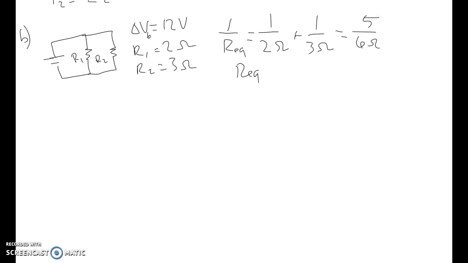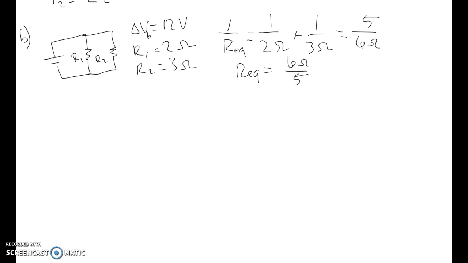Let's find the total resistance of our circuit here, because we're going to use that to find total power. These are in parallel with each other, so 1 over the resistance we're trying to solve for is going to be 1 over 2 ohms plus 1 over 3 ohms. So we take 1/2, add 1/3, and that gives us 5/6, so 5 over 6 ohms. So our equivalent resistance for our circuit is going to be 6 ohms over 5.